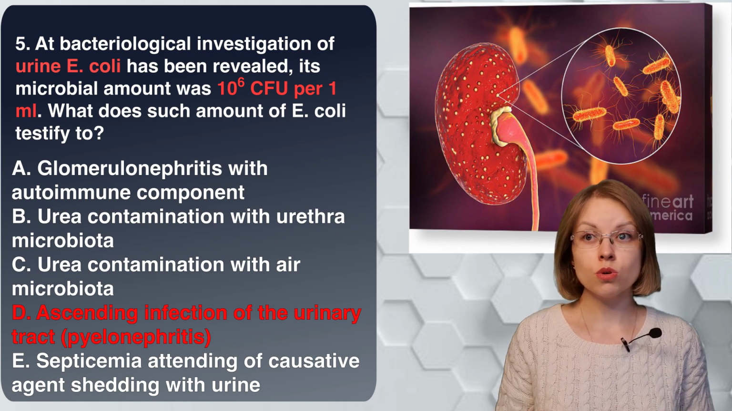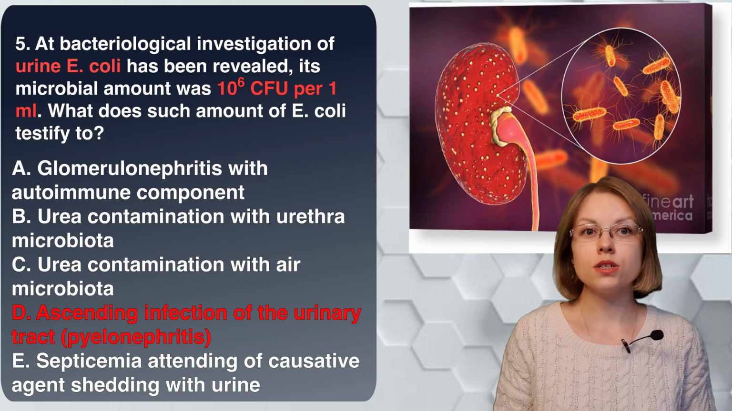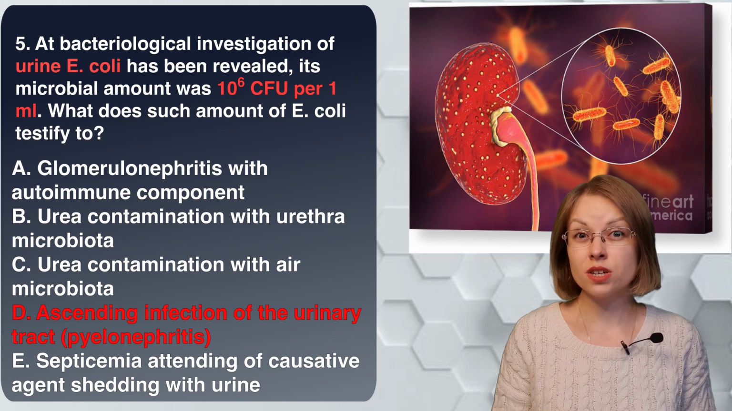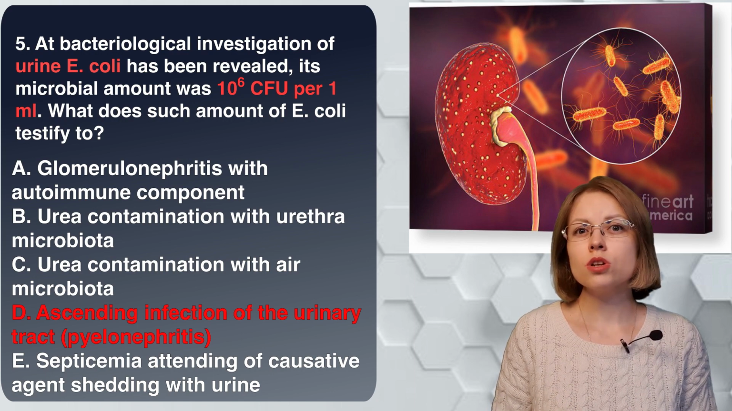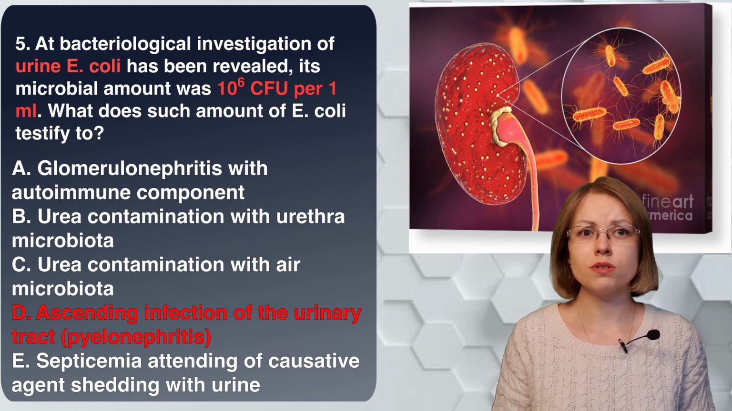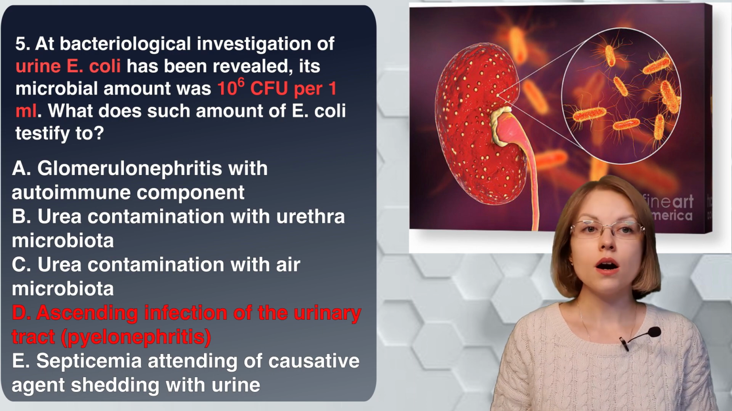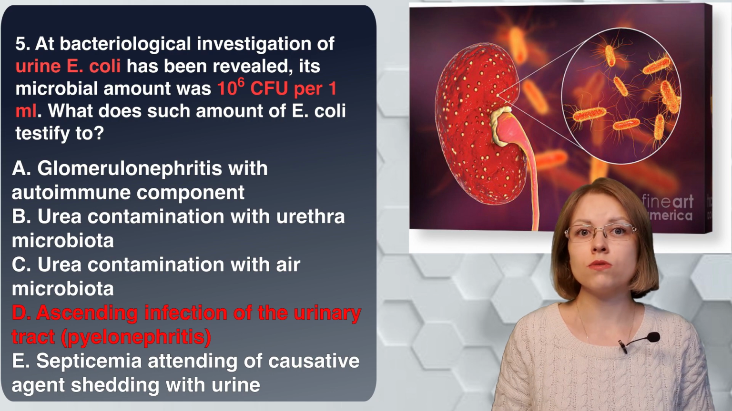B is also a distractor. In the early stages of ascending urinary tract infection, the pathogen enters the urethra, where it moves up to the kidneys. But at this stage, the number of Escherichia coli will be much lower. In addition, Escherichia coli is not part of the normal urethral flora. Answer C is incorrect because Escherichia coli is not found in the air microflora either.